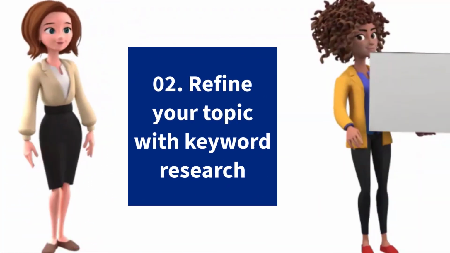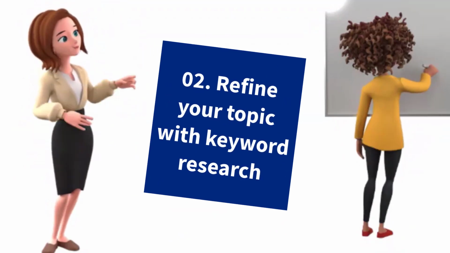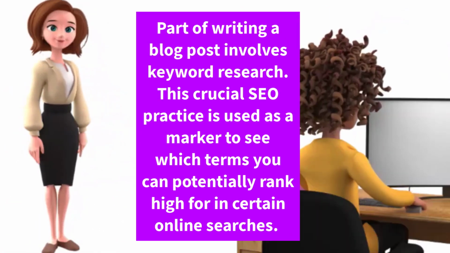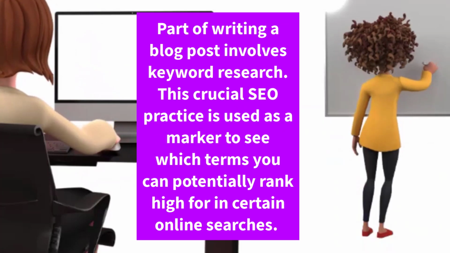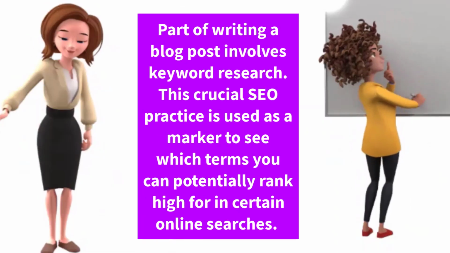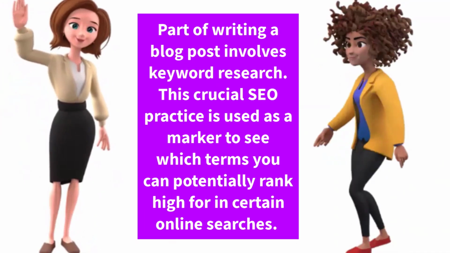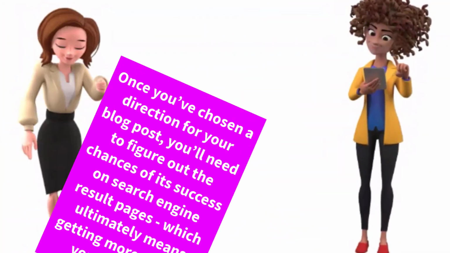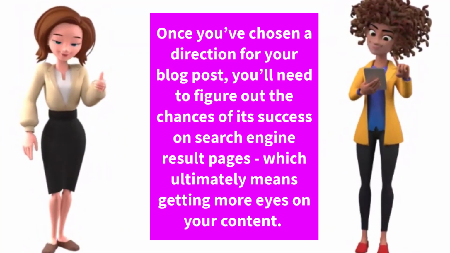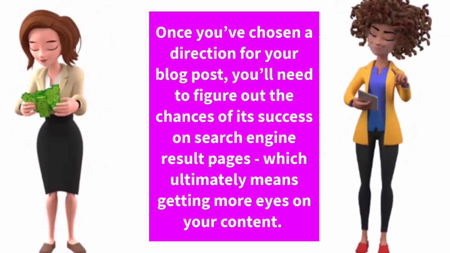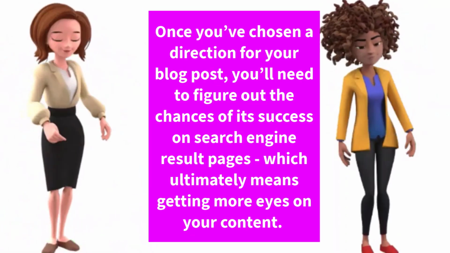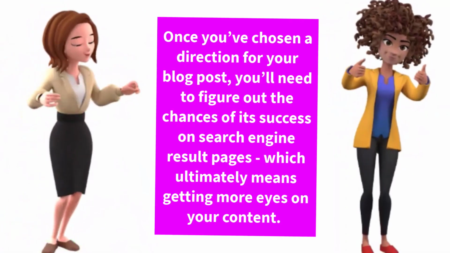Number 2. Refine your topic with keyword research. Part of writing a blog post involves keyword research. This crucial SEO practice is used as a marker to see which terms you can potentially rank high for in certain online searches. Once you've chosen a direction for your blog post, you'll need to figure out the chances of its success on search engine result pages, which ultimately means getting more eyes on your content.